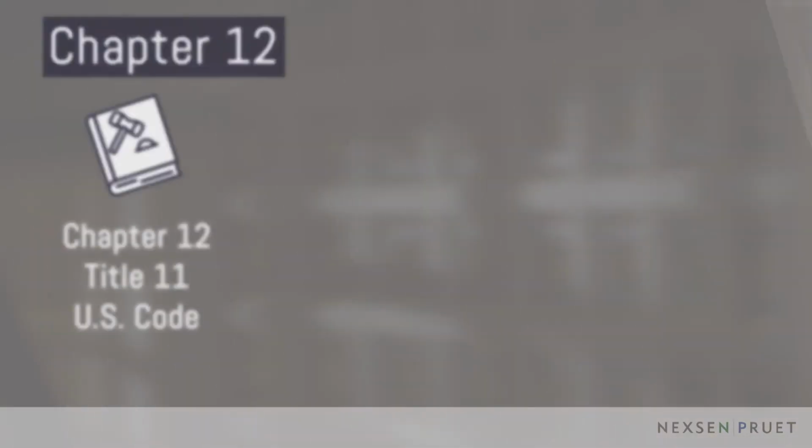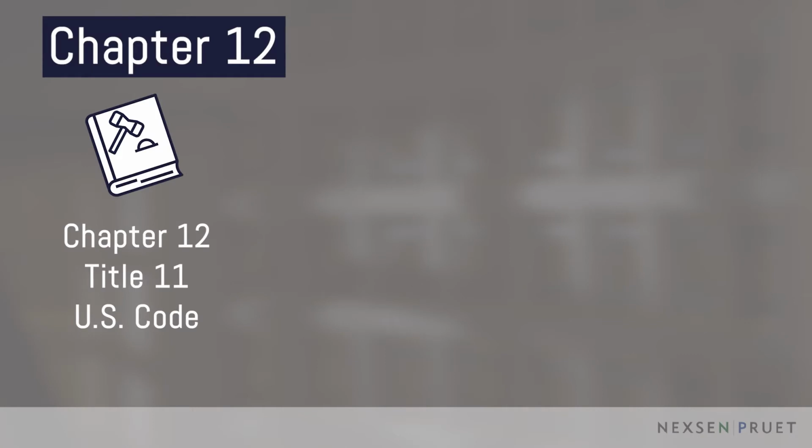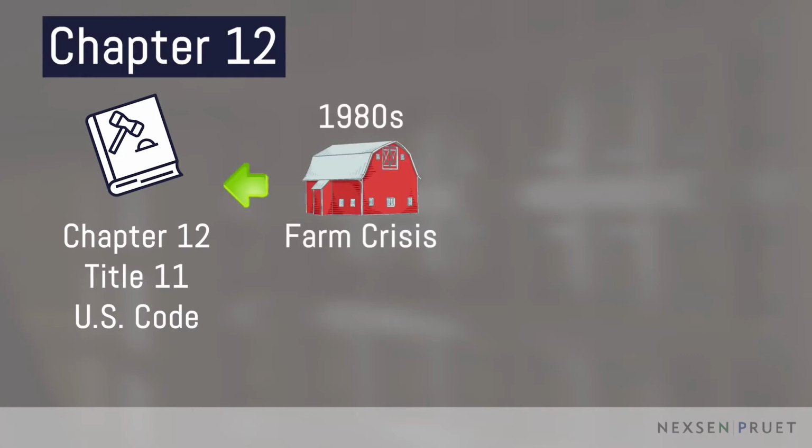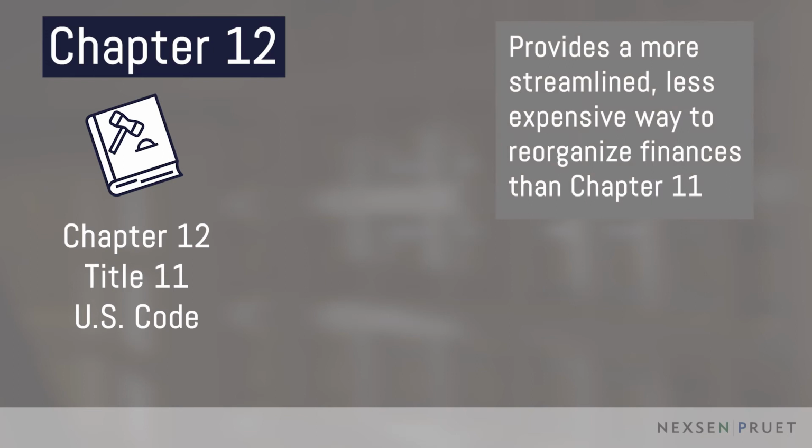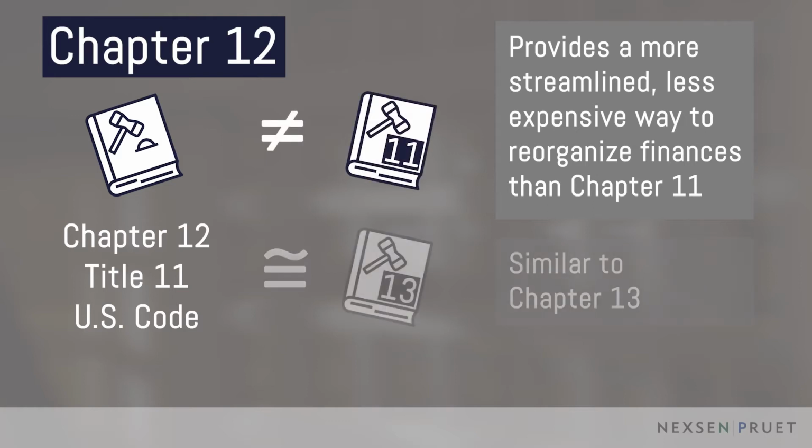In this video, I will talk about the impact of Chapter 12 bankruptcy on debts owed to farm lenders. Chapter 12 of the US Bankruptcy Code was enacted in response to the farm crisis in the 1980s. It provides qualifying family farmers with a more streamlined and less expensive way to reorganize their finances than in a Chapter 11 bankruptcy case.